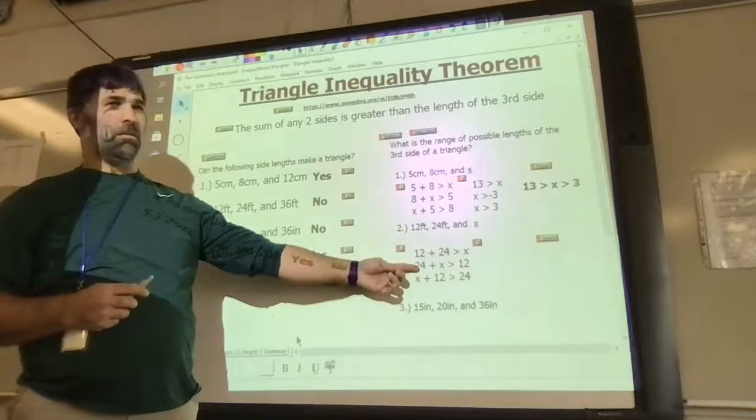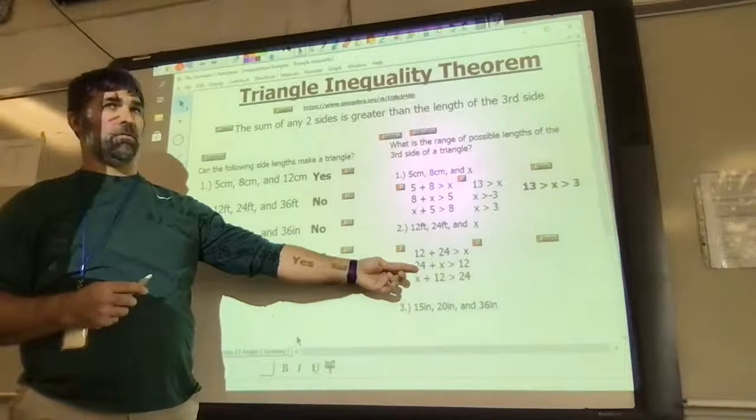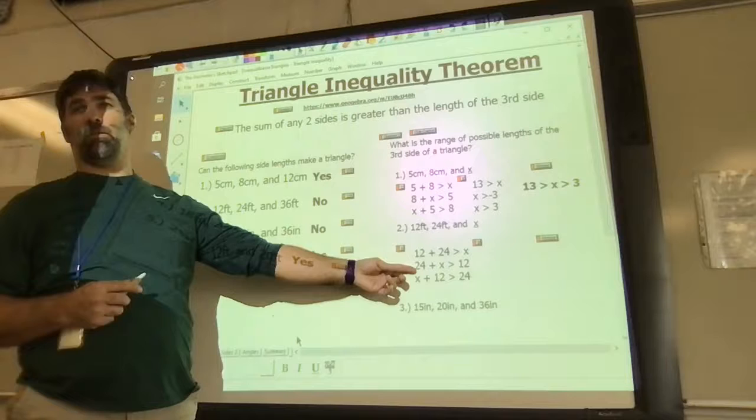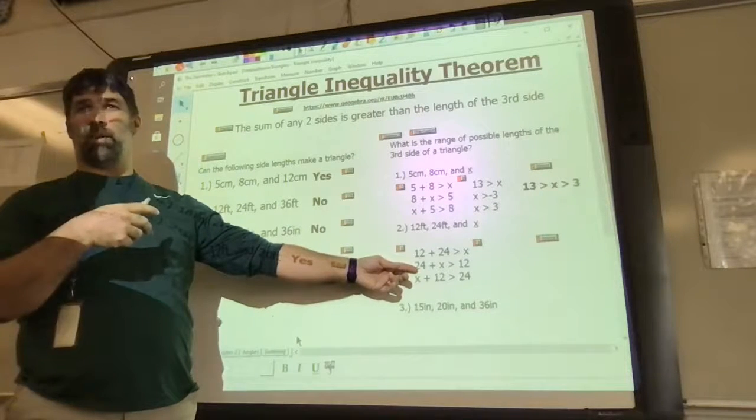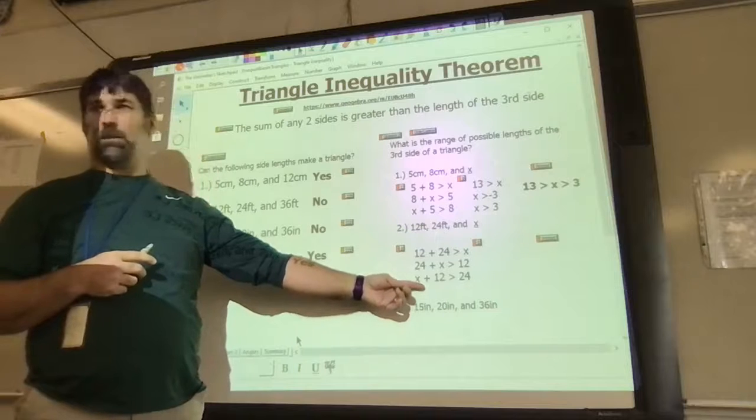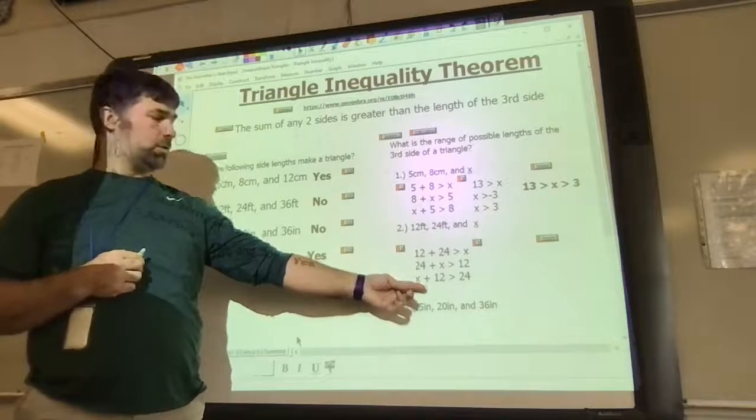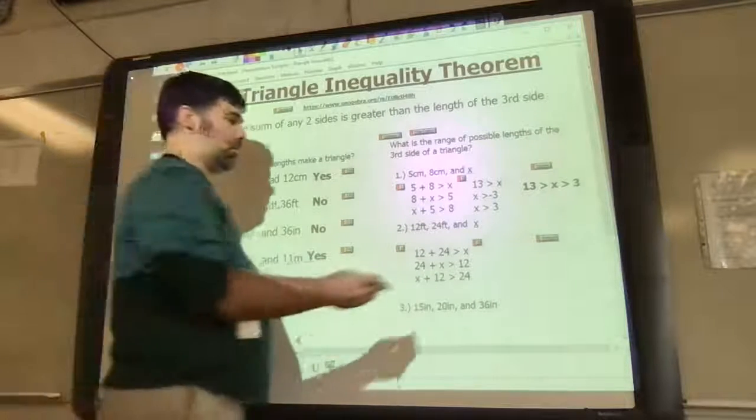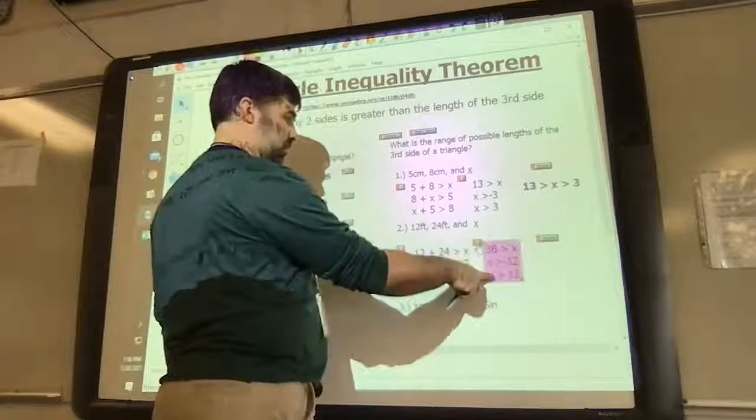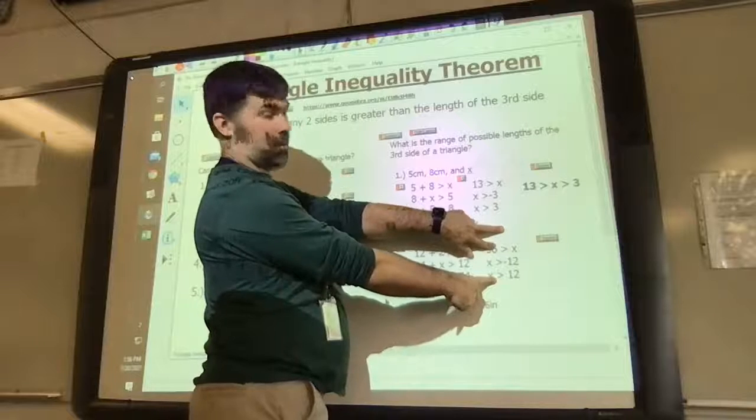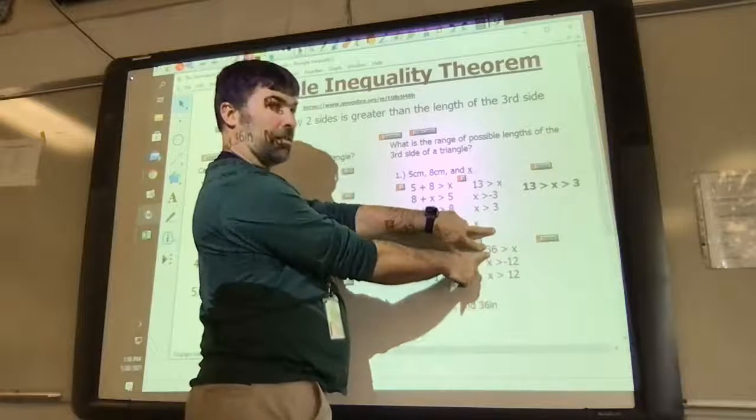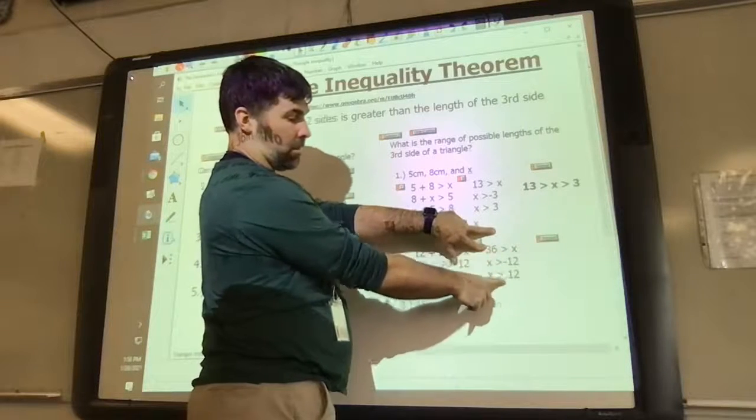How would you get that? How would you get X by itself here? Well, 12 minus 24 gets our negative, so we're going to throw that out. You can't have a negative length. And then how would you get this? Which 24 minus 12 would be. All right, so here's what you would get when you solve it. Again, throw the negative out. Combine these two statements. So X has to be less than 36, but it's got to be greater than 12.